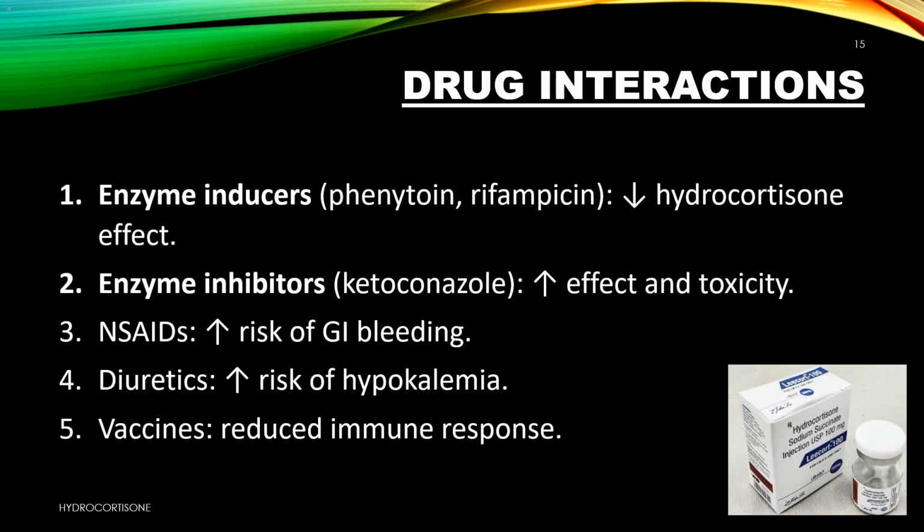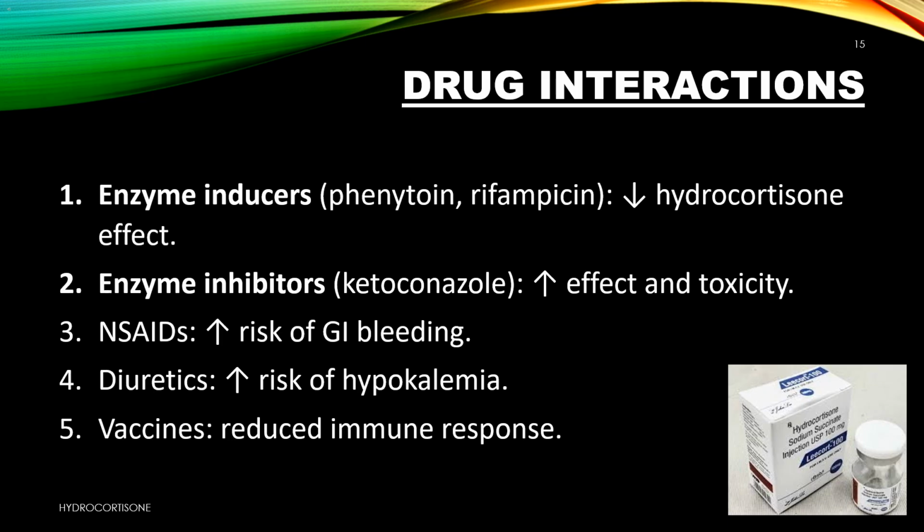1. Enzyme inducers: phenytoin, rifampicin. These medications can decrease the effect of hydrocortisone by increasing its metabolism, potentially reducing its therapeutic efficacy. 2. Enzyme inhibitors: ketoconazole. These medications can increase the effect and toxicity of hydrocortisone by decreasing its metabolism, potentially leading to increased side effects.